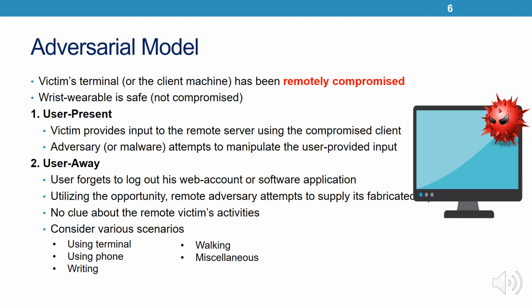In such a scenario, the malware doesn't have any clue about what the victim might be doing. Based on real life activities, we consider various activities that the victim might be doing when the malware tries to provide its fabricated input on behalf of the user. For instance, we consider a scenario where the victim is using a terminal at a remote location. We also consider that the user is using a phone for browsing the internet, texting, or for other purposes. Further, we consider that the user is writing on a sheet of paper or walking at his regular pace. We even consider that the user is having a regular conversation with a colleague, friend, or family member while standing or sitting on a chair. We refer to these activities as miscellaneous.